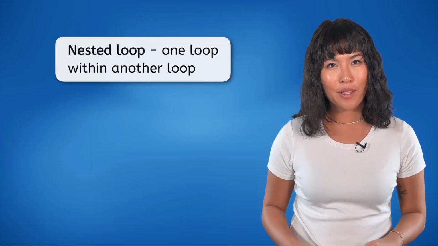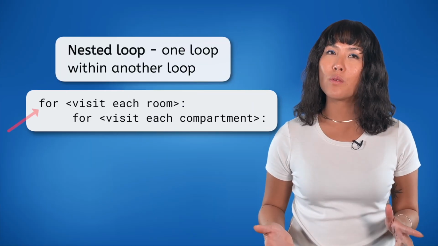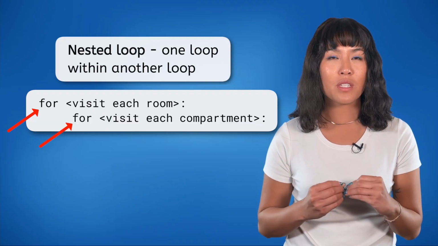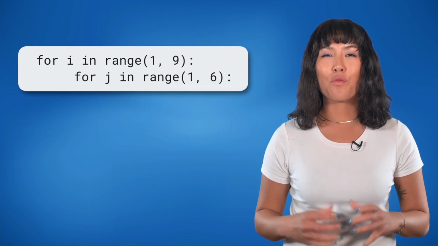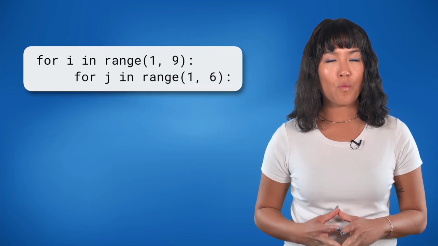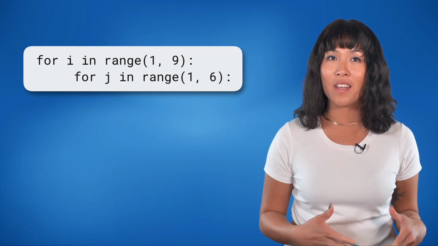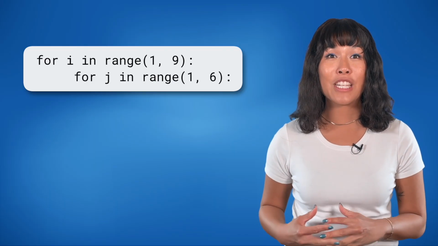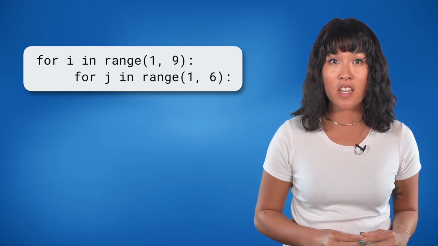A nested loop is a loop within a loop. Our outside loop will be used to visit each room. Our inside loop will be used to visit each compartment within the room. If we have 8 rooms to visit, we set our outside loop to continue from the values 1 through 8. If we have 5 compartments in each room, we set our inner loop to continue from the values 1 through 5.